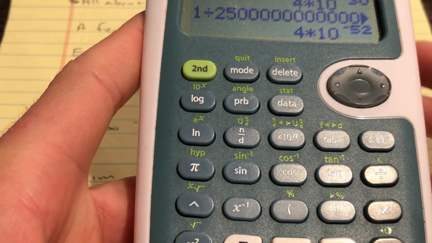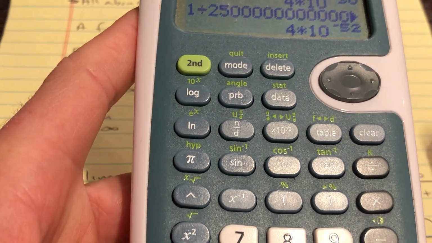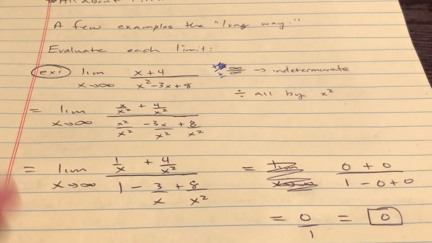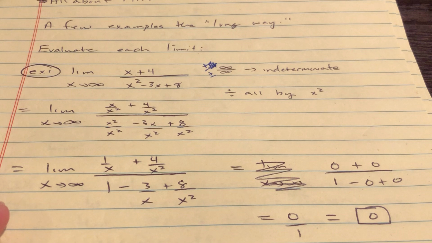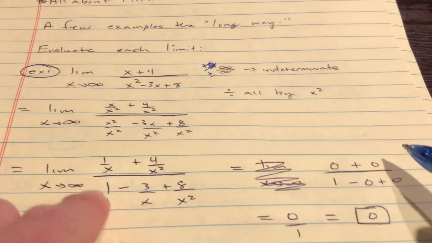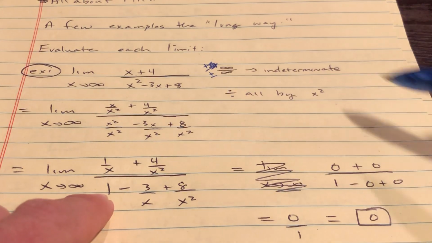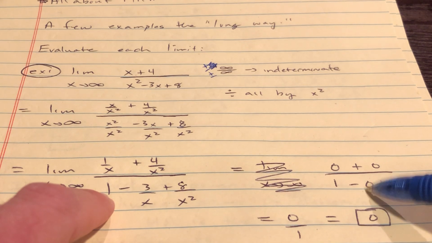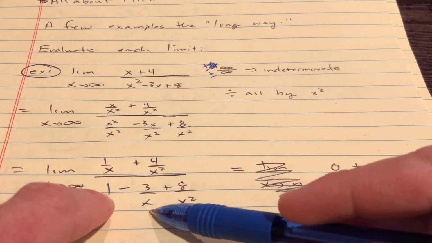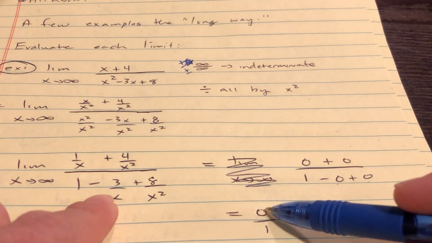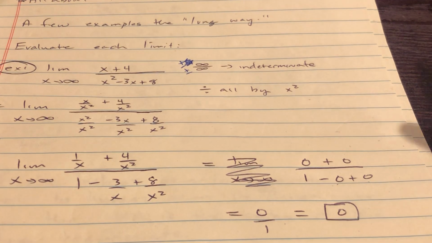All right, anyway, you keep doing this and get as close to infinity, and the calculator's going to say, look, man, it's 0. So 1 over infinity is 0. 4 over infinity is 0. Heck, even 100 over infinity is 0. Now, this is 1 because I had x squared over x squared. 1 minus 0 plus 0, because again, negative 3 over infinity is 0, 8 over infinity is 0. So I'm left with 0 over 1, which is 0.